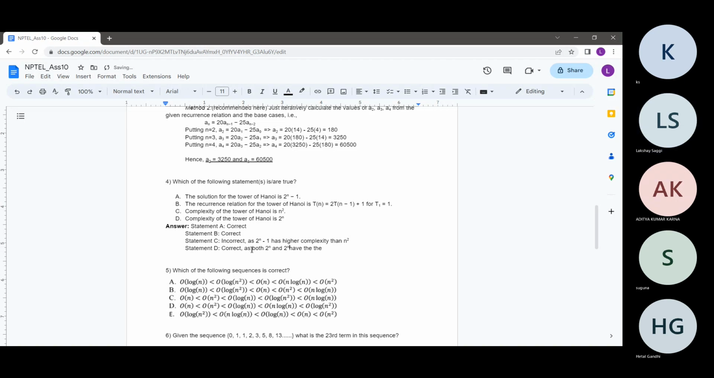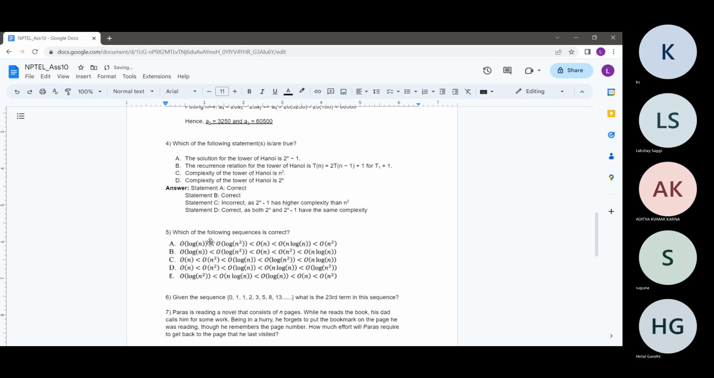So one has the same complexity. So yeah, I hope this is clear to you guys. If you have any doubt, you can ask in chat. Otherwise, I'm moving on to the next question now.